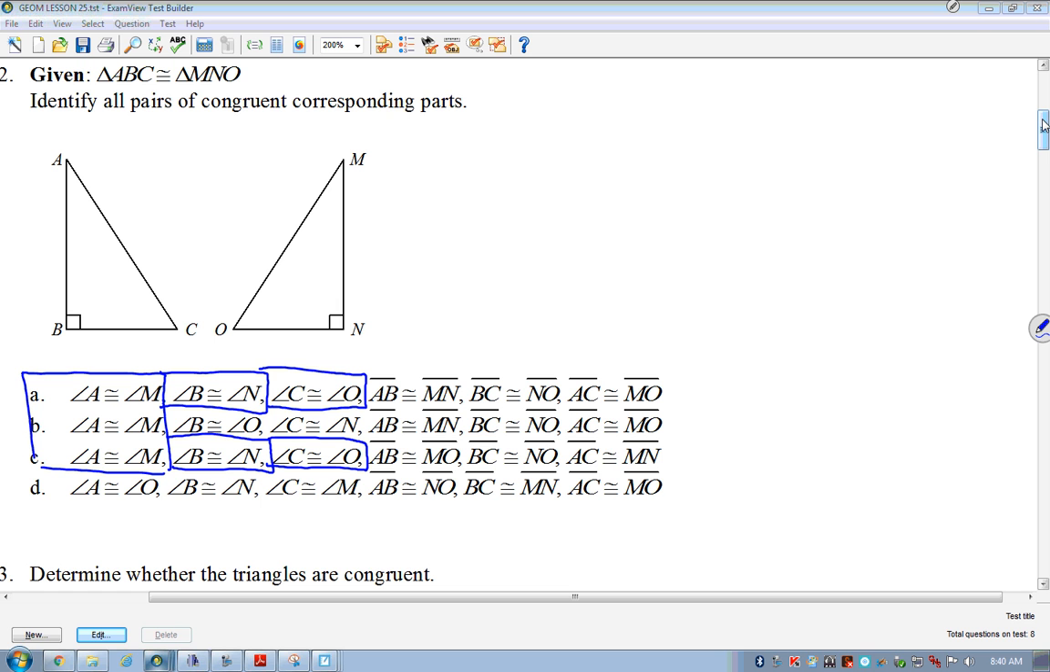Okay. What does AB correspond to? MN. Does that give me my answer? Yeah, because the other one is AB to MO. And we would see that all the rest of this is true as well, right? Okay, so be careful because they're going to look pretty similar throughout. You got to make sure that the correct answer is the correct answer all the way through.